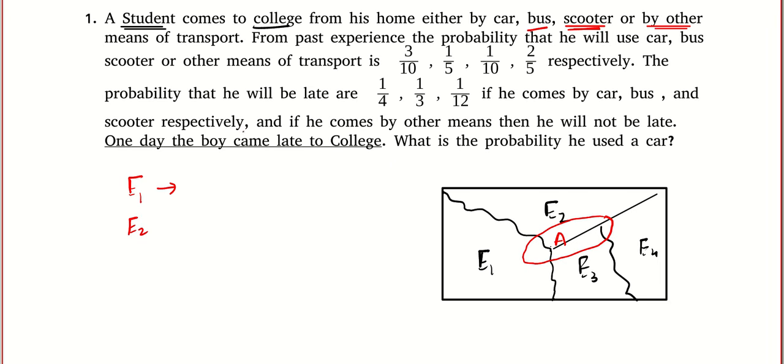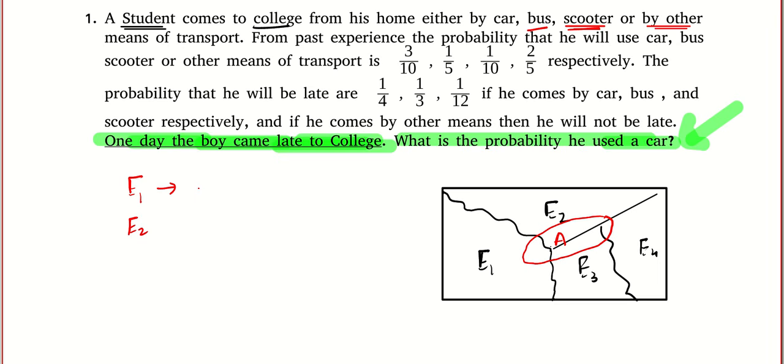By looking at the objective, look at the question. What is the probability the boy used a car? And there is a guarantee. Can you see a guarantee? Look at this. This question is specific, not general. They didn't ask the question, what is the probability the boy will be late?